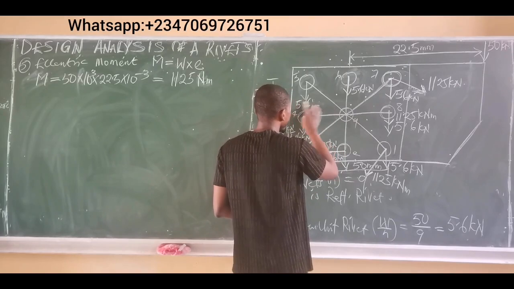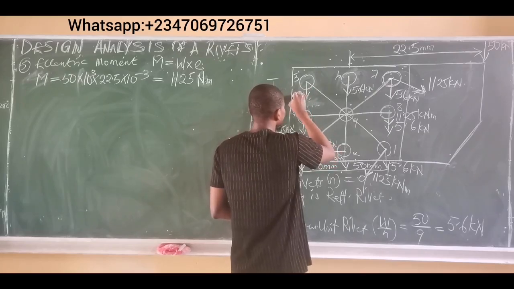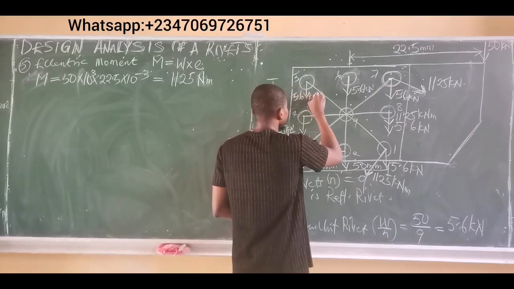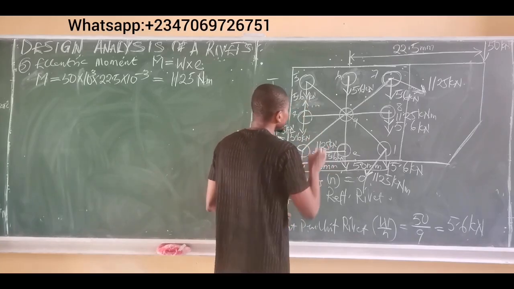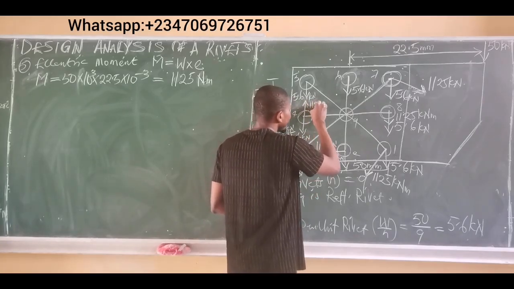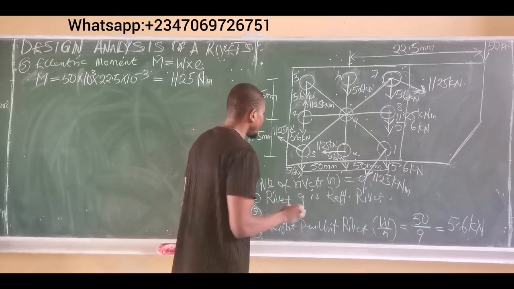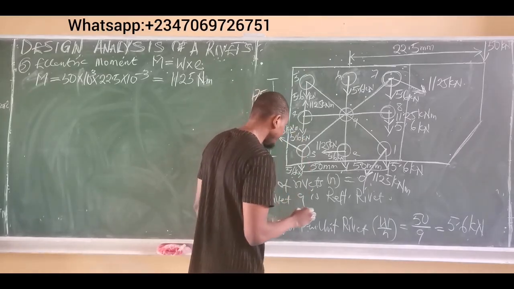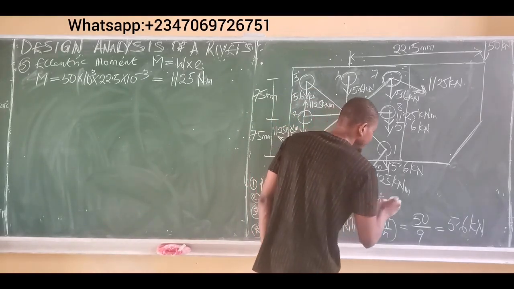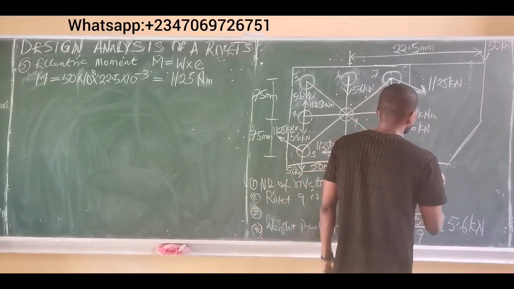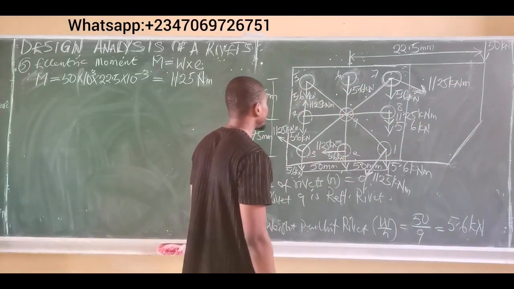90 degrees will point upward. So let me take this up a bit. Okay, 5.6 kilonewtons. All right. Now 90 degrees will go upwards, and the value is 1125 kilonewtons meter. Please correct all of that to kilonewtons meter. Okay, we have this.